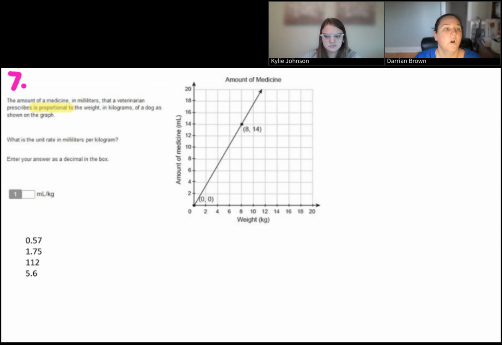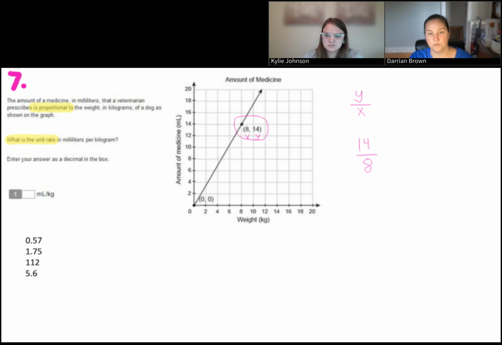That's good. What is the unit rate? We'll highlight that too. That's what we need to find. What is the unit rate of milliliters per kilogram? Okay, so since this is proportional, we can use this point that they gave us. Same thing though, your unit rate needs to be y over x. So I'm going to put y over x. And remember, in your coordinates, x comes first, x and then y. So to set that up, we put 14 over 8.